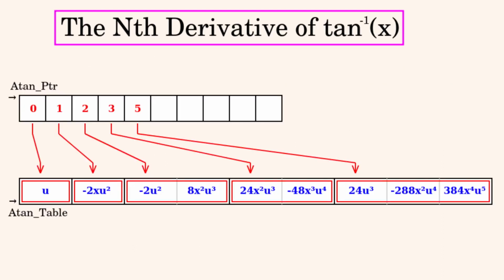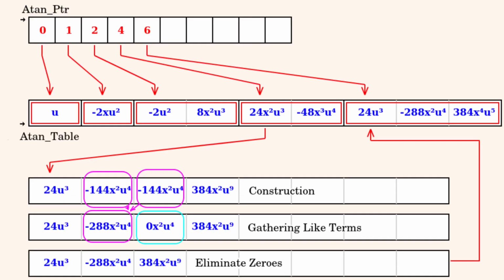So this is the data structure that we'll be using, an array of pointers that point to the start of each derivative expression in another array. And this is how we'll construct the next derivative from the previous one. We'll use the splitting equation that we found earlier to get the next derivative, and then we'll use these two functions to simplify it. The first one gathers like terms together, and the next one eliminates the zeros, and then we'll place this new derivative after the previous one in the table.